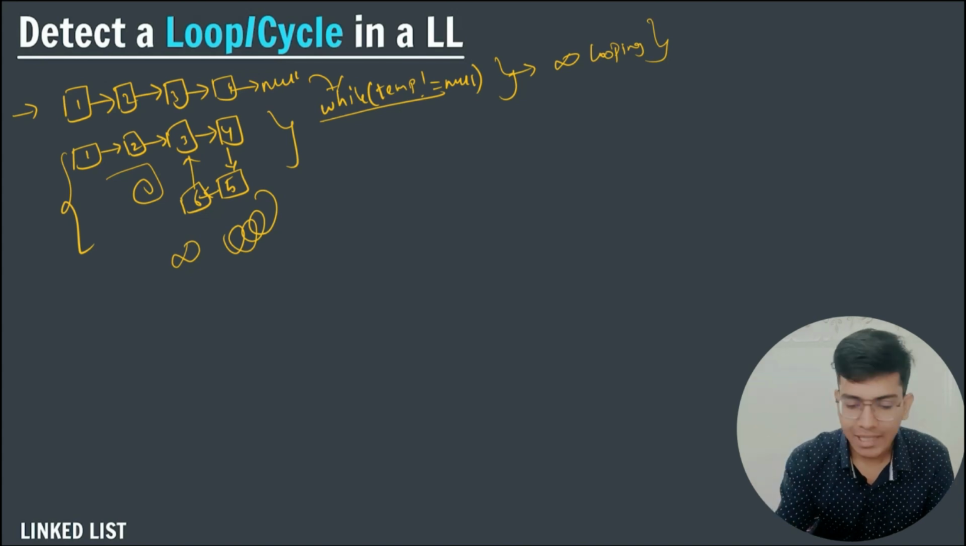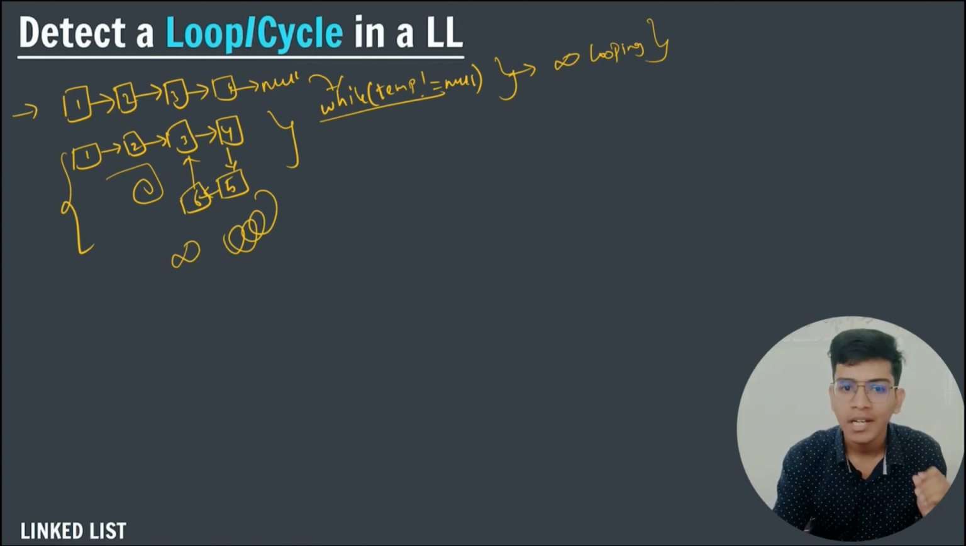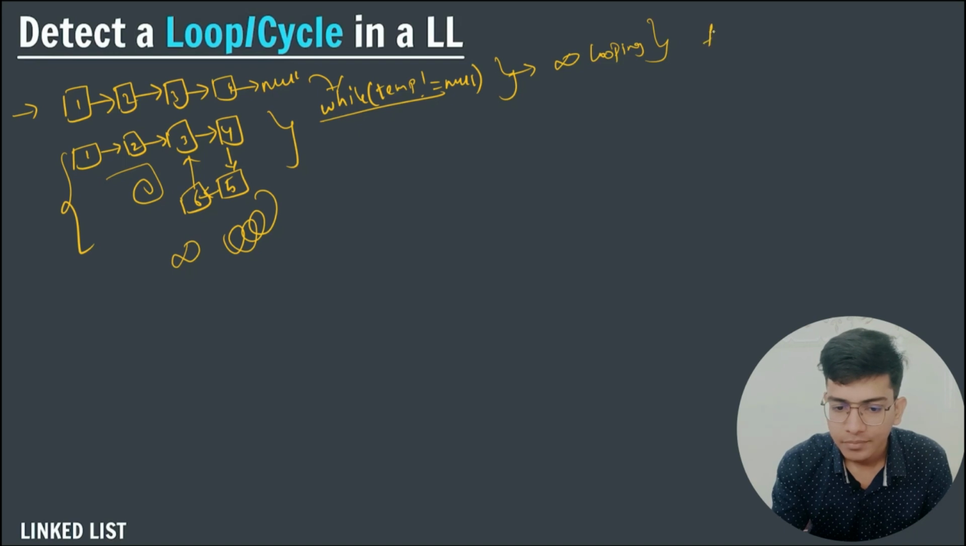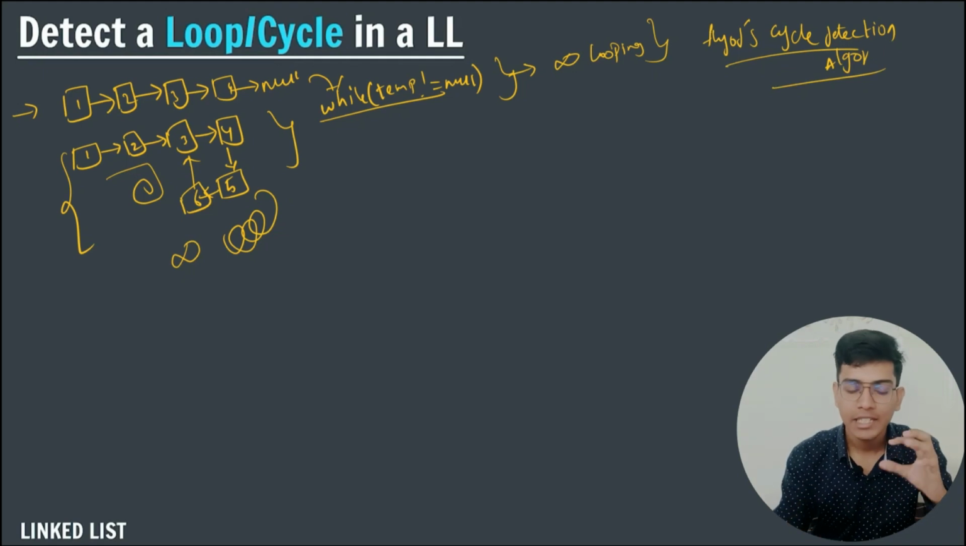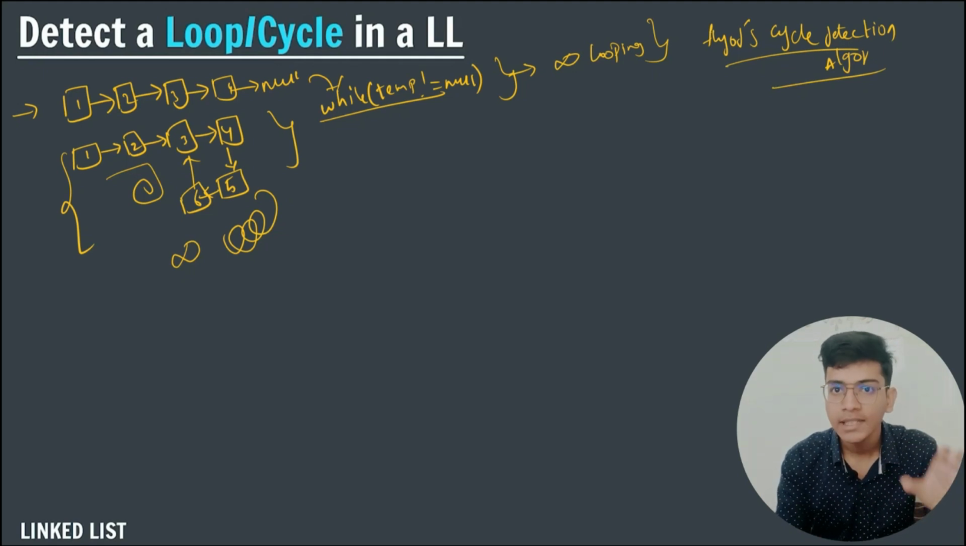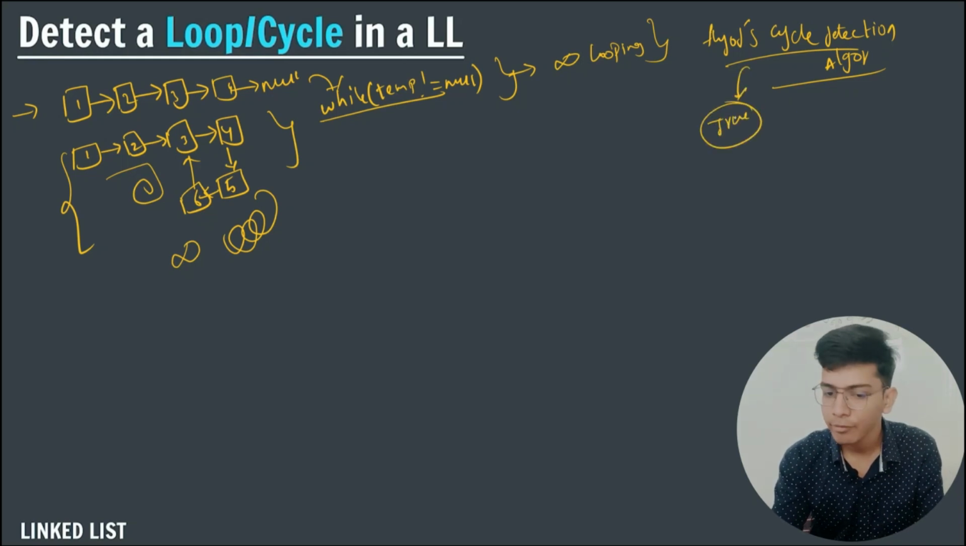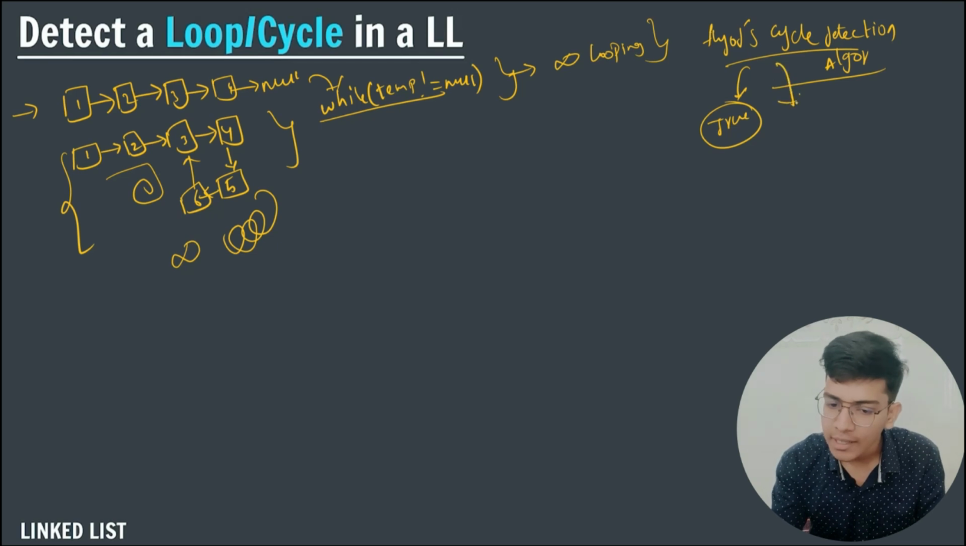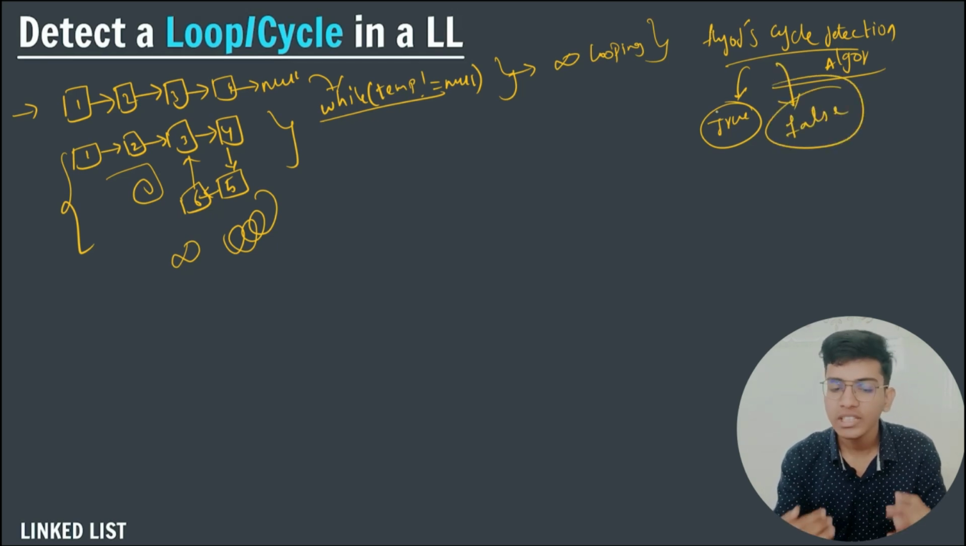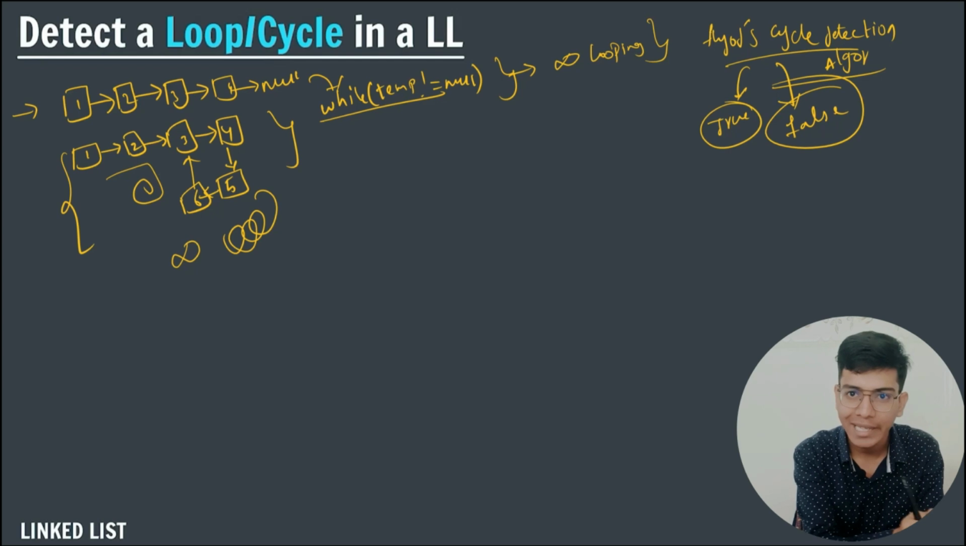To detect a cycle in my linked list, we use an algorithm that is Floyd's cycle detection algorithm. By using this algorithm, we can tell whether in this particular linked list there is a cycle or not. This algorithm will return true if there is a cycle, or else it will return false.